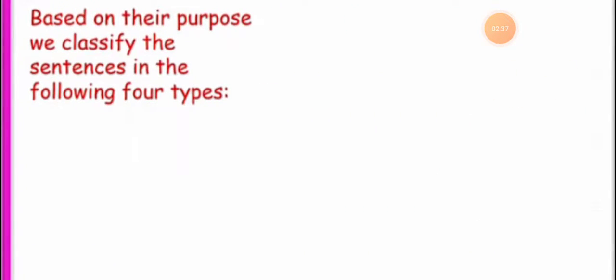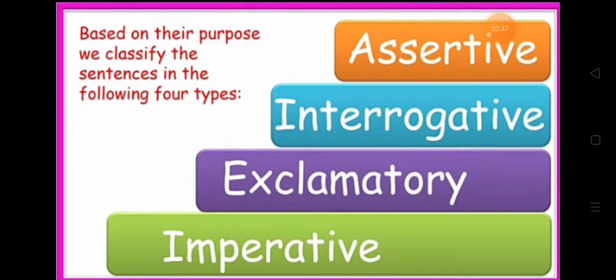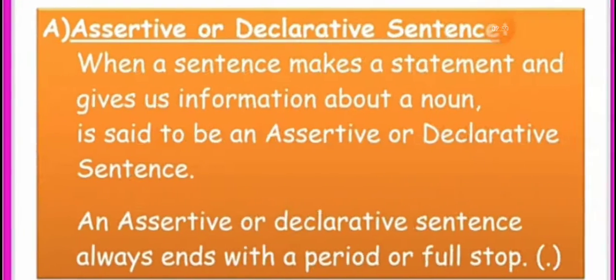Based on their purpose, we classify the sentences into the following four types. There are four types of sentences: assertive sentence, interrogative sentence, exclamatory sentence, and imperative sentence. We will discuss one by one.